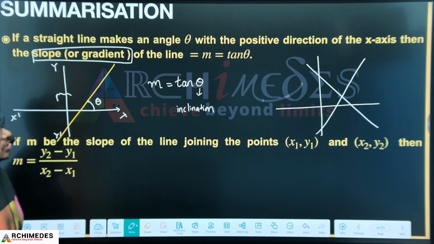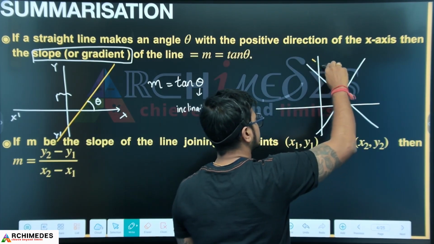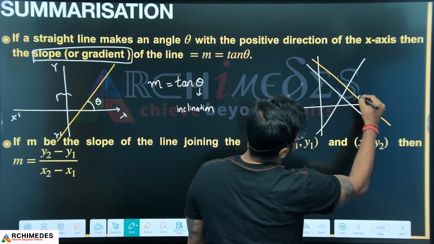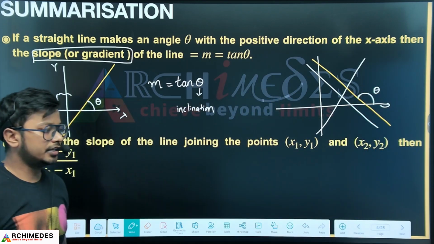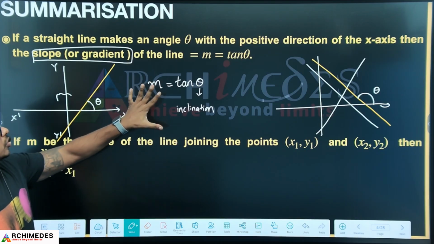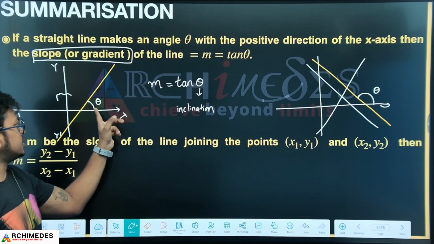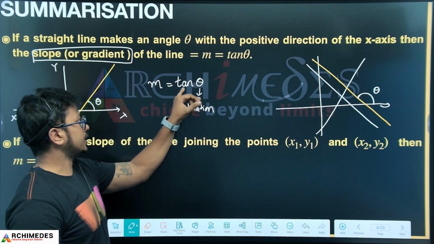Am I clear? Suppose I draw this line, this one, so this is the theta with the positive x-axis. Any doubt up to here? Clear? So how to find the slope? When the inclination theta is given, you have to find m equals tan theta. Clear? This is just how to do the sum.